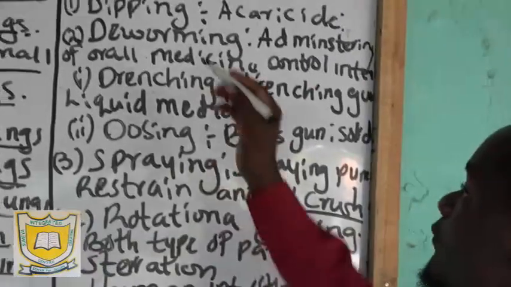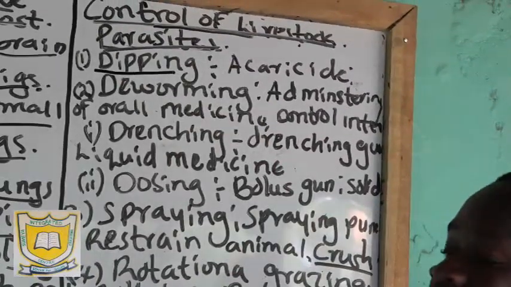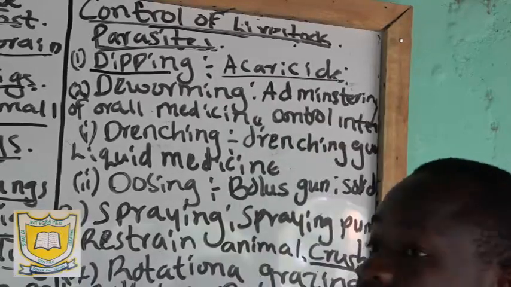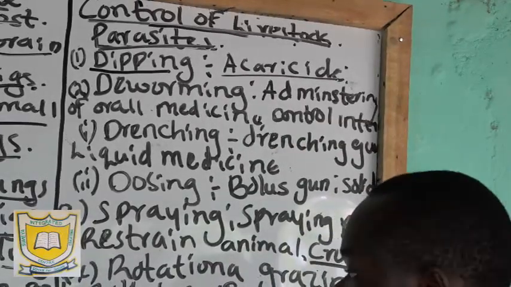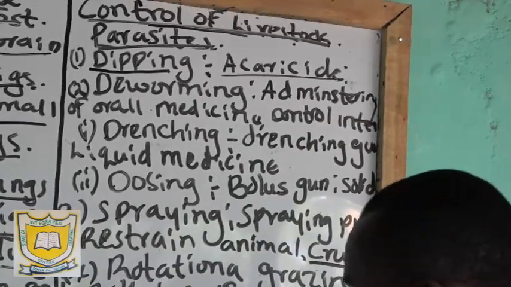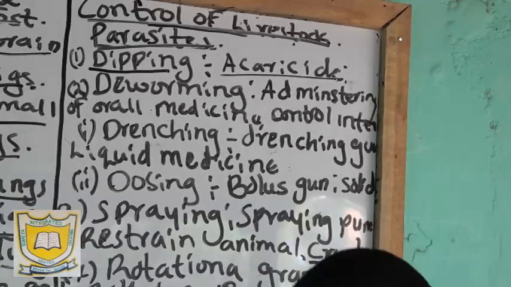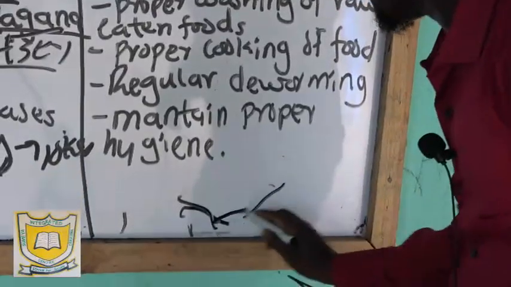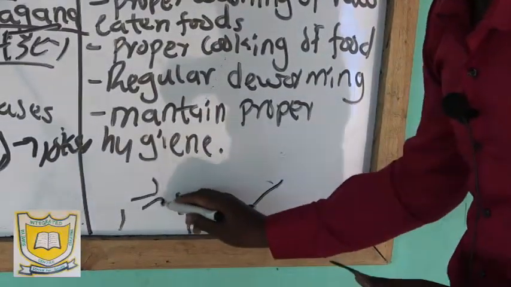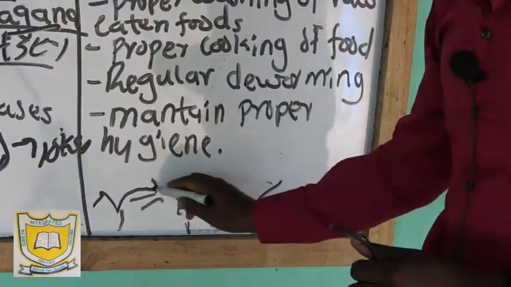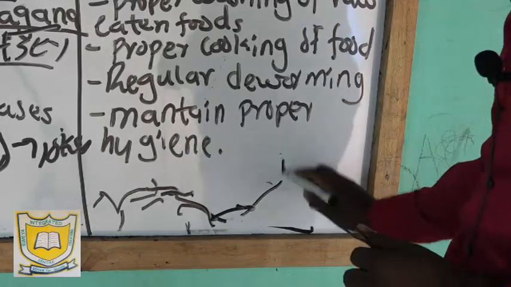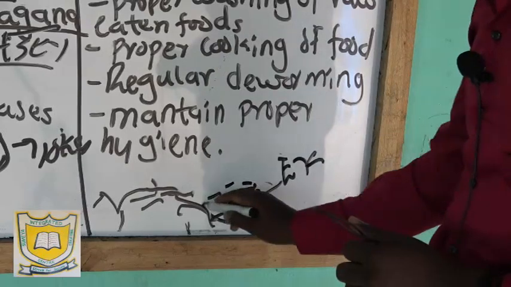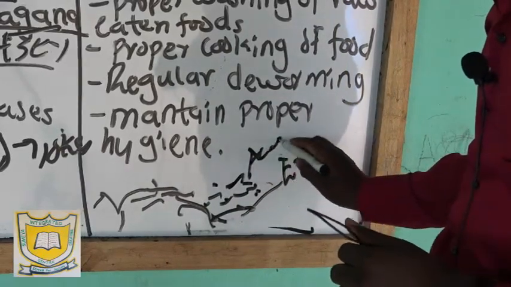Number one, we have what we call dipping. When do we talk about dipping? With dipping, we use a chemical called an acaricide. This acaricide is put in what we call a dip. For example, this is a dip. In a dip, we have the entry, where the animal enters the dip, and we also have the exit. Inside here, we have a chemical, and this chemical, as I've already said, is an acaricide.